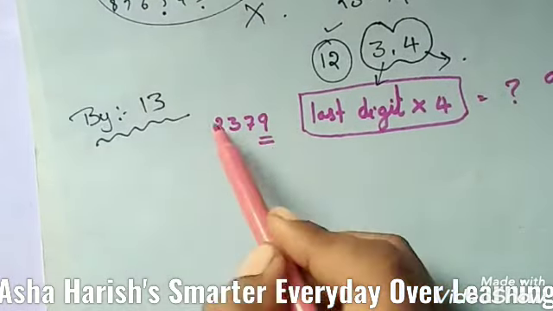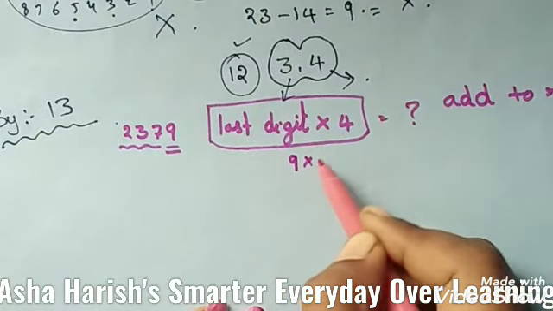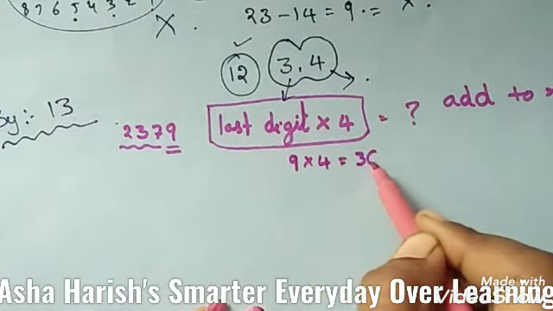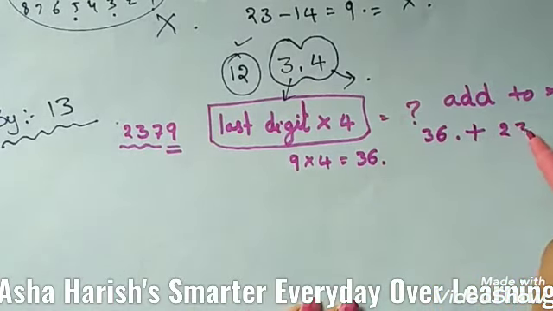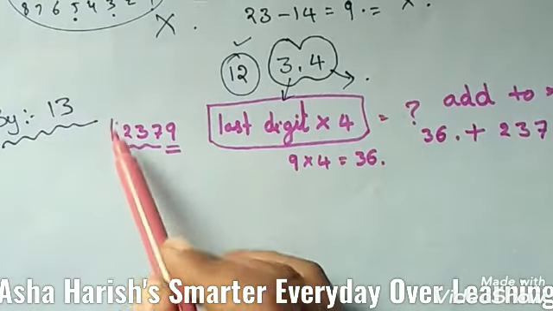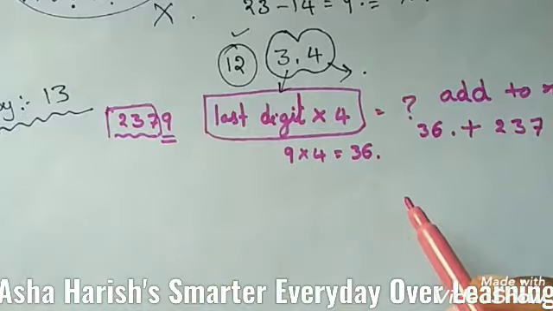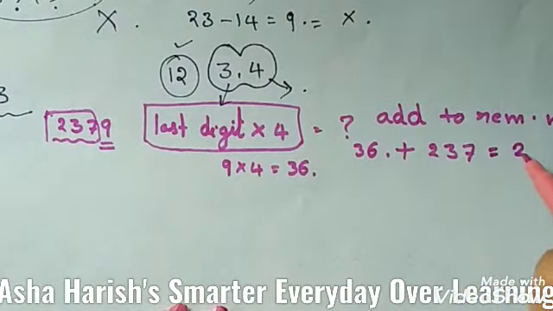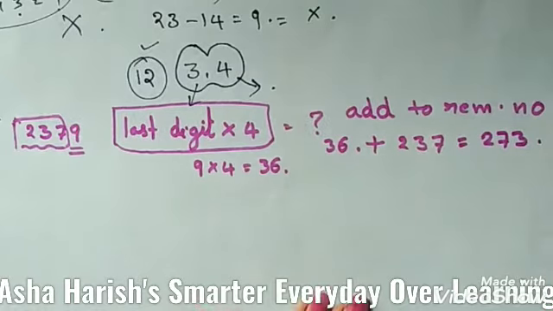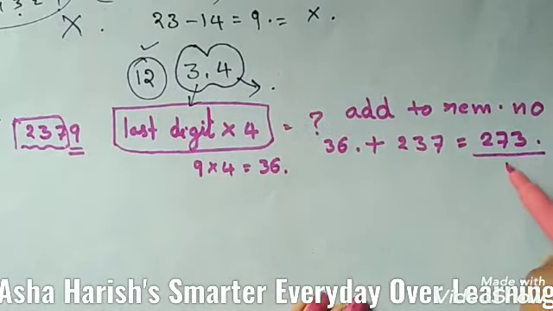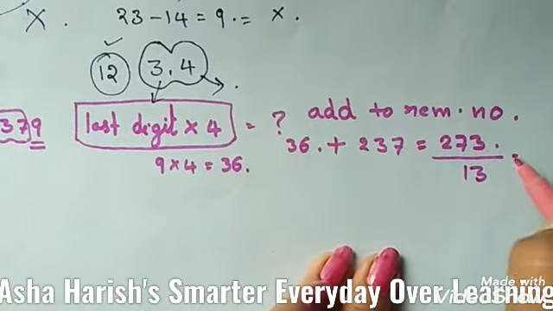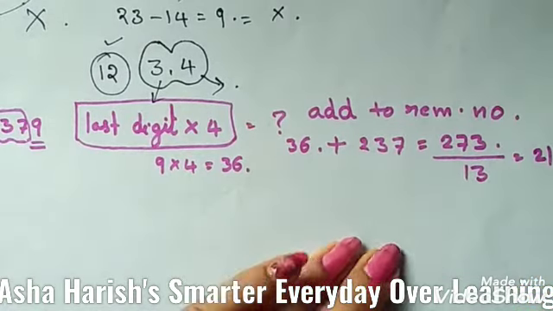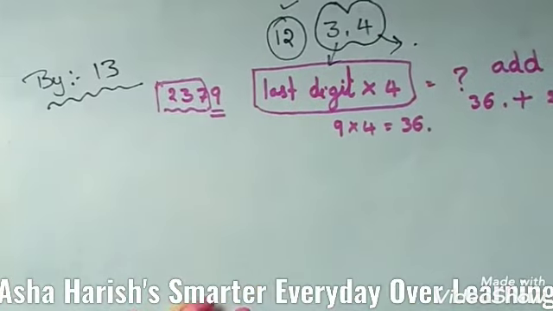Now let us do it. Here the last unit digit is 9. 9 into 4 you have to do, then 36. This 36 is added to the remaining number left over here, to that we have to add that one. So 273 we got here, and if this 273 is divisible by 13, then you can say the entire number is divisible by 13. Here how many times, students? 21 times.